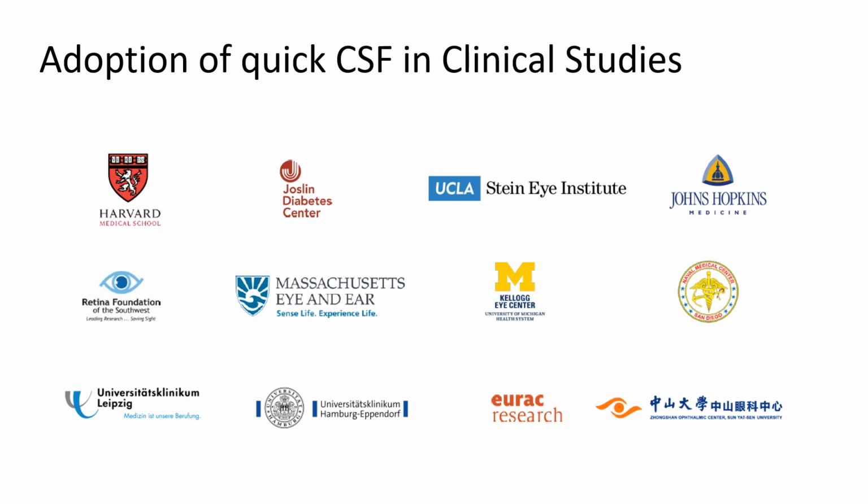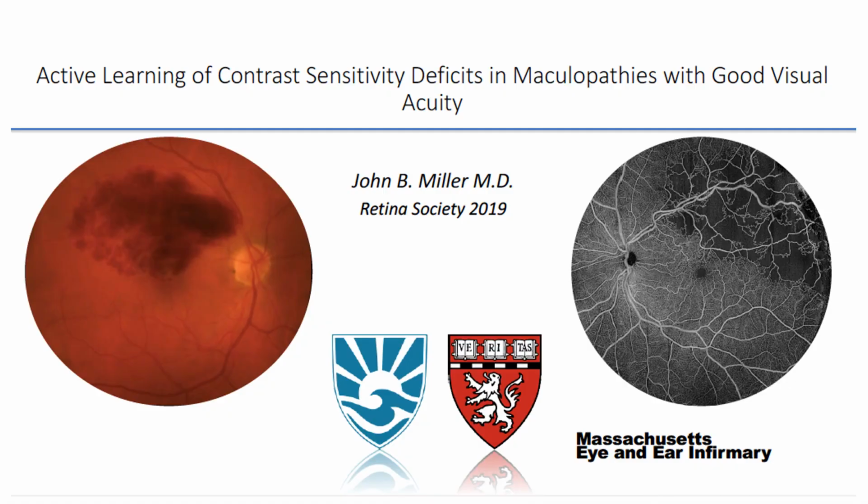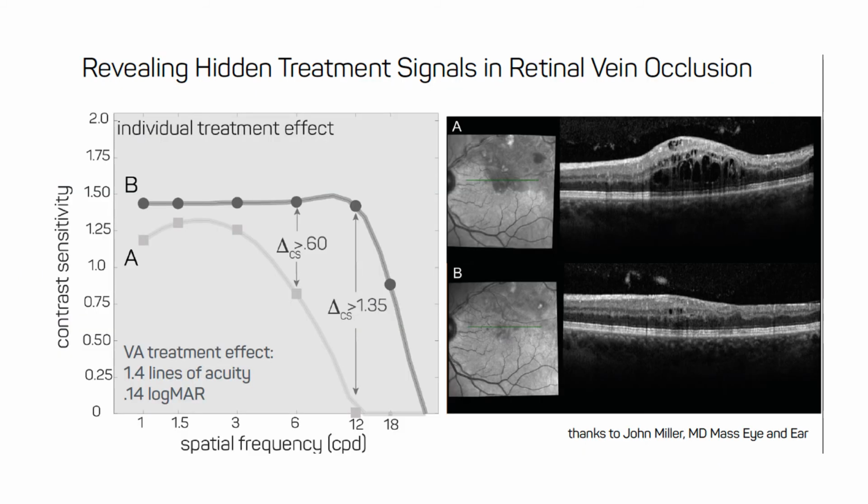Since its invention in 2009, the quick CSF method has been adopted in many clinical studies over a number of visual dysfunctions. Here's one study conducted by John Miller at Mass Eye and Ear. In this study, John showed that the treatment signal for patients with retinal vein occlusion was very small, only 1.4 lines or 0.14 logMAR if it's measured with visual acuity. It's, however, enormous in terms of contrast sensitivity improvements.